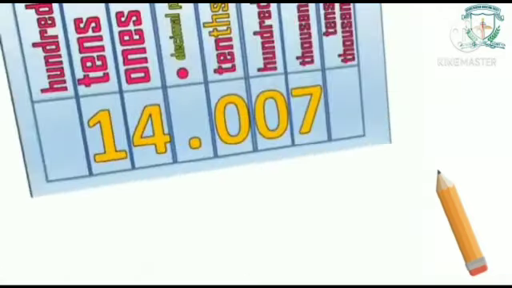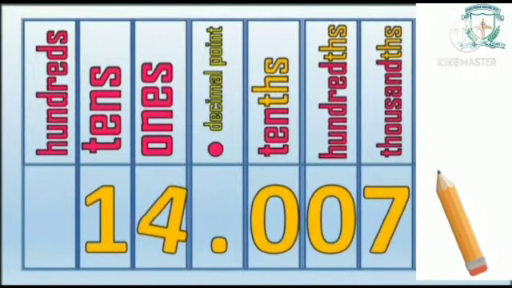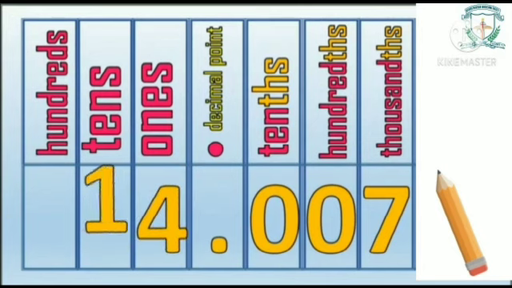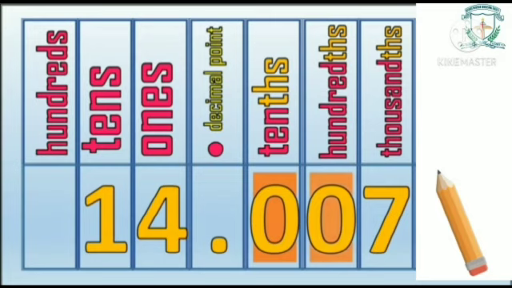Consider the decimal number 14.007. 4 ones or 4, 1 ten or 10, 0 tenths or 0, 0 hundredths or 0, 7 thousandths or 7 by 1000.